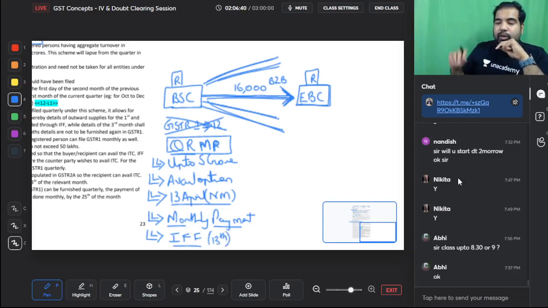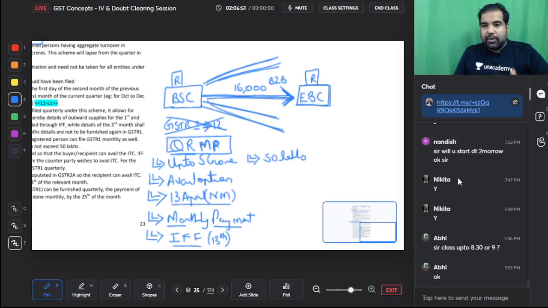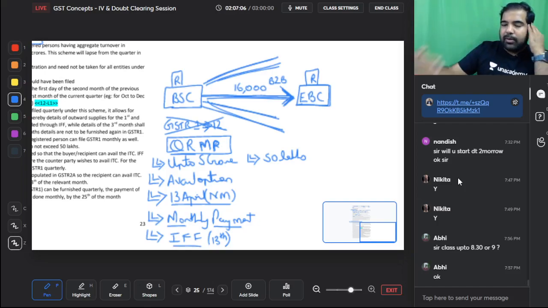And in that IFF, will you put all the supplies? No, you will only put the B2B supplies. And you can put up to 50 lakhs of B2B supplies in each IFF. So January, will you file an IFF? Yes. February, will you file an IFF? Yes. What if you don't have any B2B supplies? Then no IFF. But if you have any B2B supplies, then you can file an IFF every month. For January, you can file by 13th February. For February, you can file by 13th March.